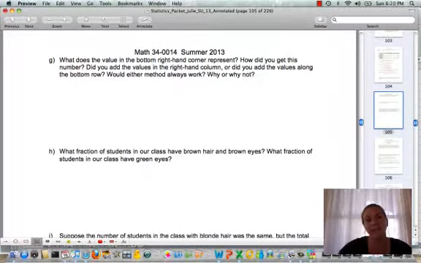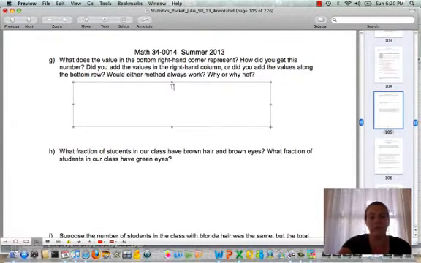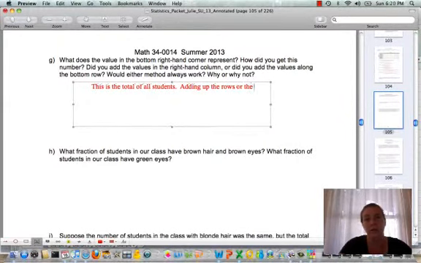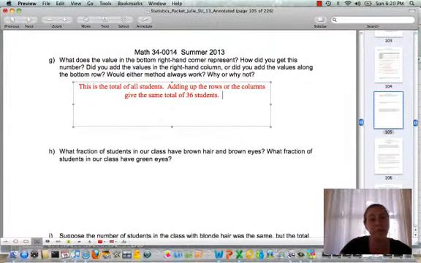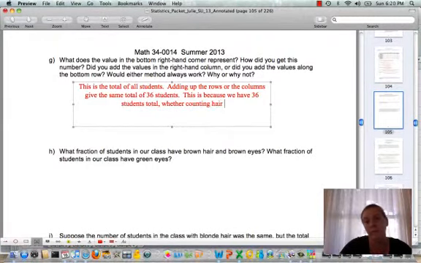Question G on page 105 asks, what does the value in the bottom right-hand corner represent? So that's that total of 36. So we can make a note. This is the total of all students. And then the question asks, how did you get this number? Well, you can add up either the rows or the columns. So we can say adding up the rows or the columns give the same total of 36 students. And this is because whether we're counting up hair color or eye color, we have 36 students total. So we are assuming that every one of those 36 students fits in one of these categories.